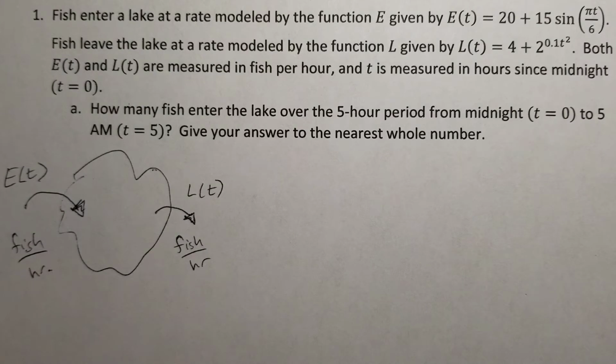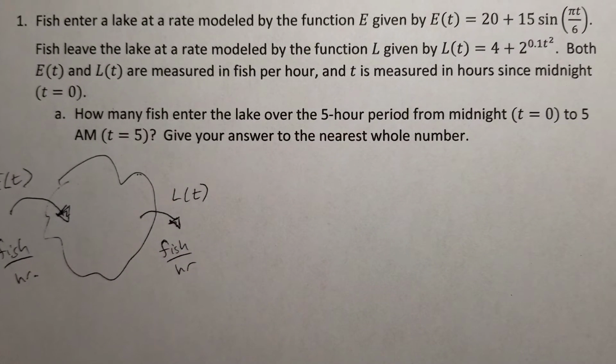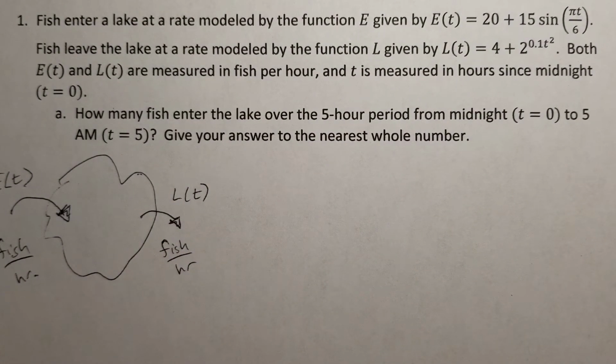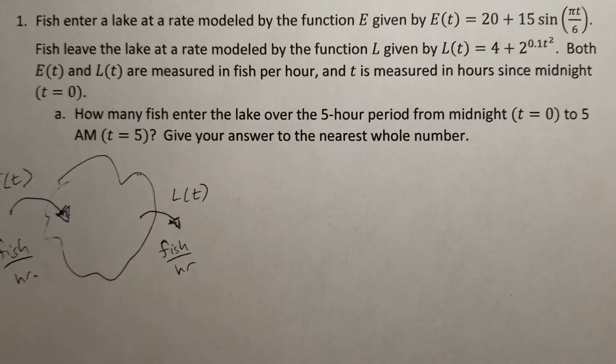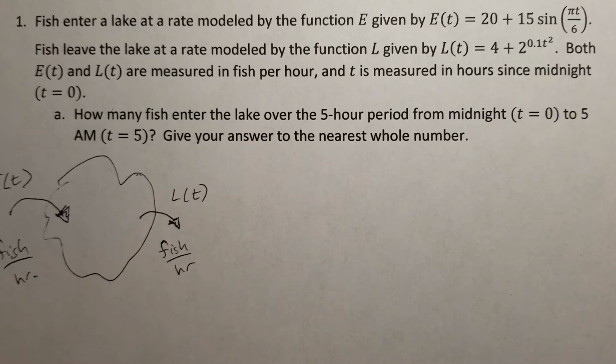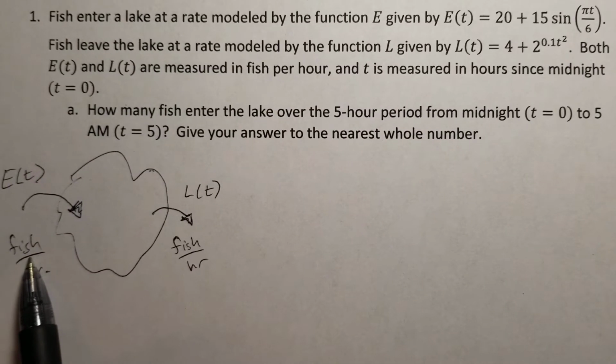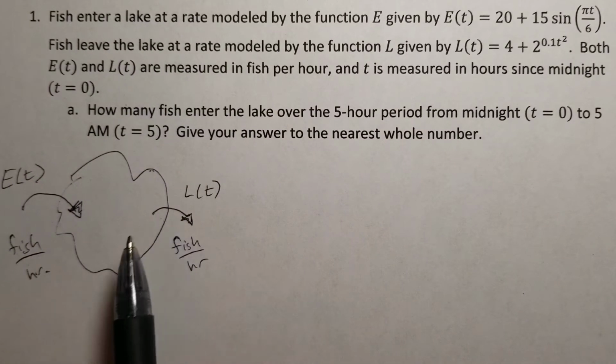Now, one difference about the lake problem, as opposed to the one that we did yesterday, is I don't have an initial value here. I wasn't given the total number of fish that started in the lake at t equals 0. So I only have entering E of t and leaving L of t.